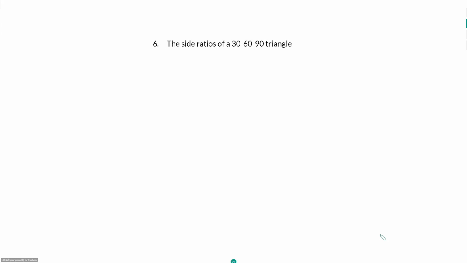The side ratios of a 30, 60, 90 triangle. This is our second special right triangle. If I know I have a right triangle, and I say this angle here is 30, now I have the two things I need: a right triangle and two of my angles. Therefore, this has got to be 60. Therefore, I know I have a 30, 60, 90 right triangle, and I know the proportions for all my sides.